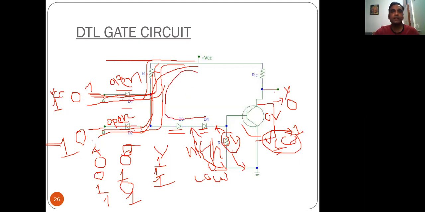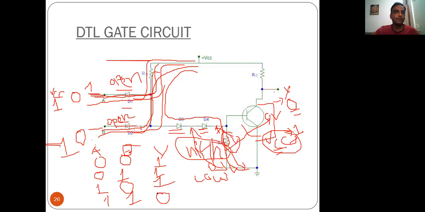D3 and D4 will be forward biased, and the VCC will be applied between this base terminal and the ground. So high is applied on the transistor input. If we are applying high, that means we will get 0 volt between the collector and the emitter. So my output will be 0 volt at that time. So this is how the output will be 0, friends.